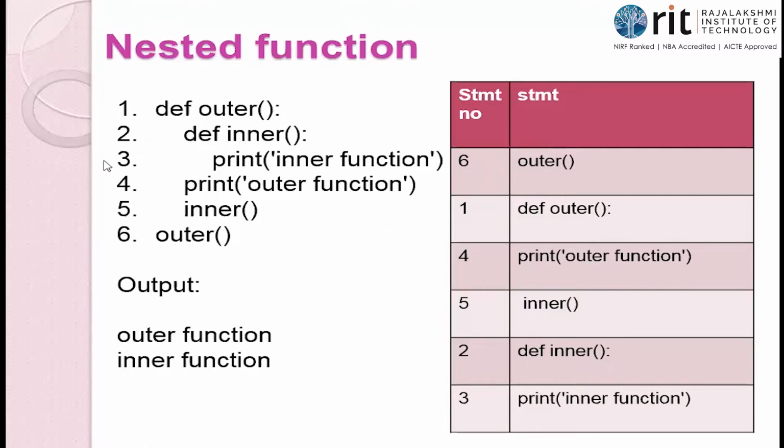Then what happens? Line number 1 will be executed. Then will line number 2 get executed? No, it will not, because we have the def keyword and I did not have the function call for it. So 6, 1, and then 4 gets executed, then 5, and then 2 and 3. So this is the order. Look at the table for clarity. So this is how the nested function operates.